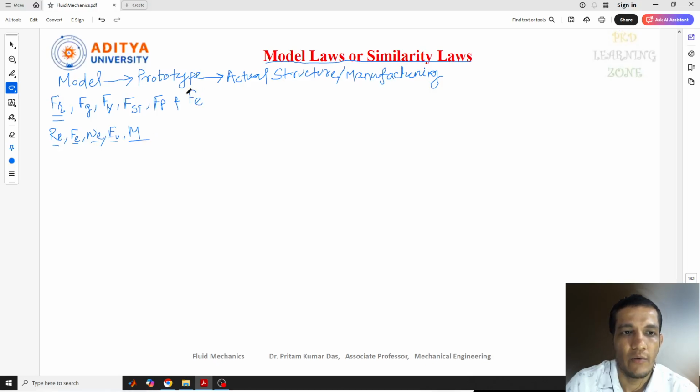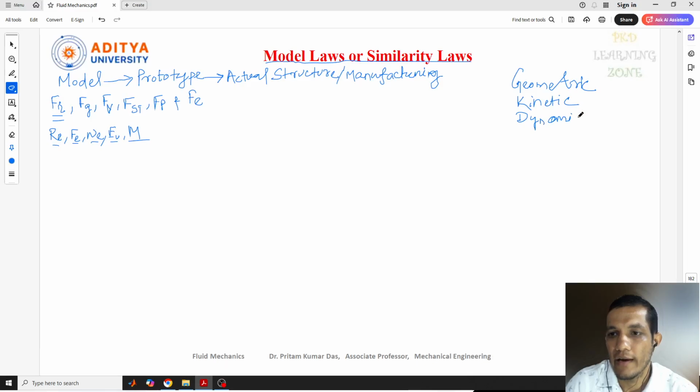Now we'll come to the picture of these model laws. In the starting lecture we also discussed the types of dimensions. We know that we have a total of three types of dimensional quantities. The first one is geometric quantities, the next one is kinematic or kinetic quantities, and the third one is dynamic quantities.